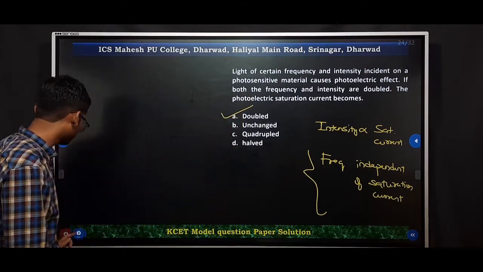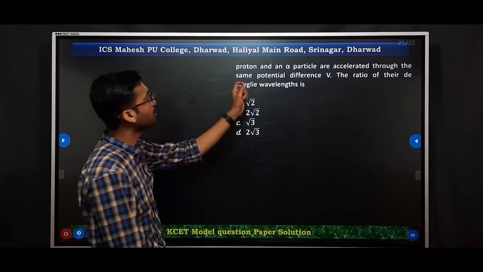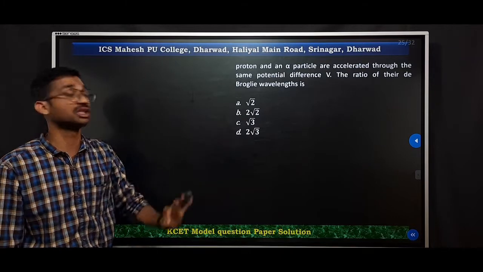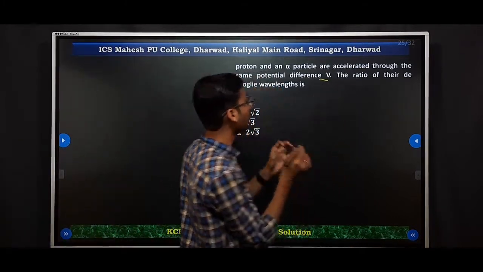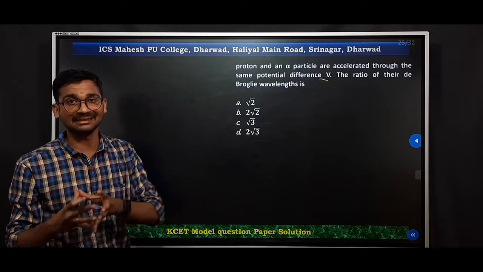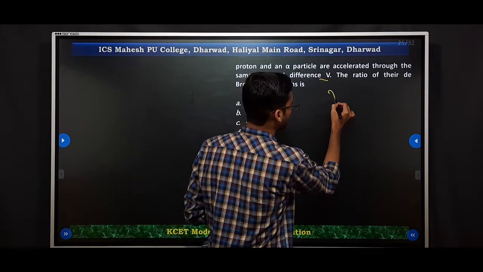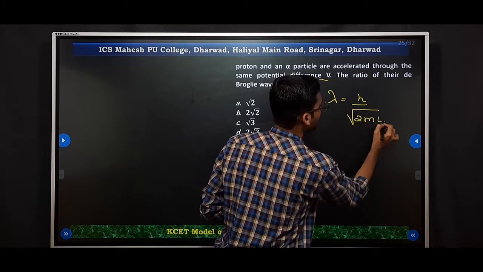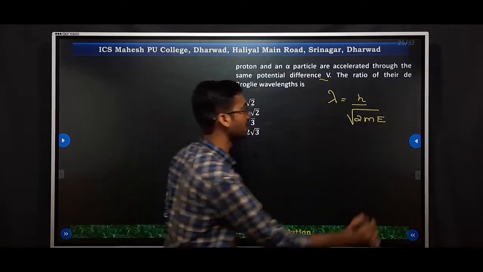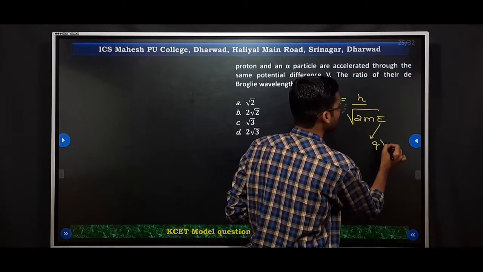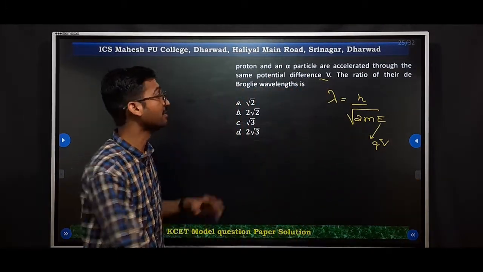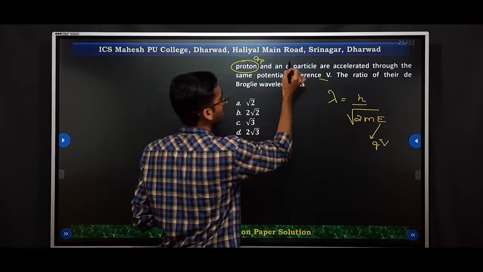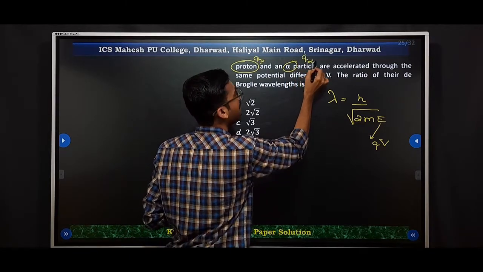Moving on to the next one. A proton and an alpha particle are accelerated through the same potential difference of V. The ratio of their de Broglie wavelengths is? Okay, we know that the de Broglie wavelength lambda is equal to h divided by under root of 2m into energy. Energy here we write as the product of charge into potential difference. Now here we have two charges, one for the proton and another for the alpha particle.